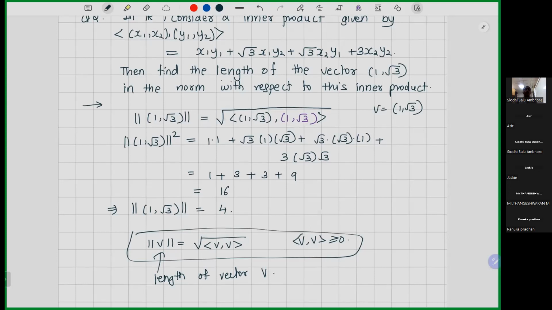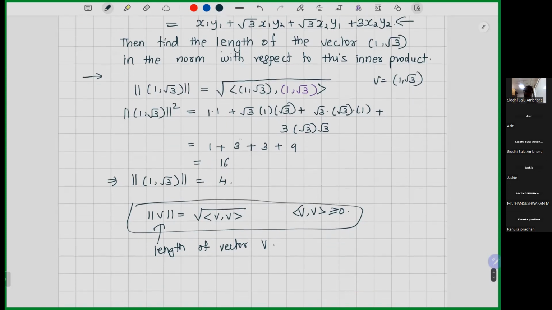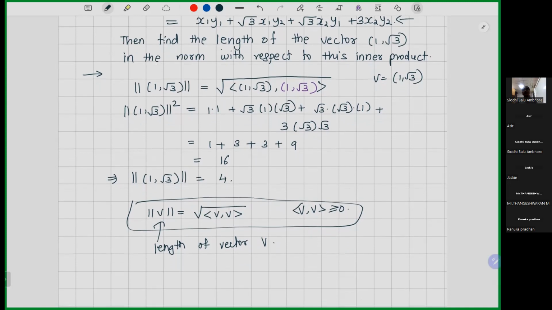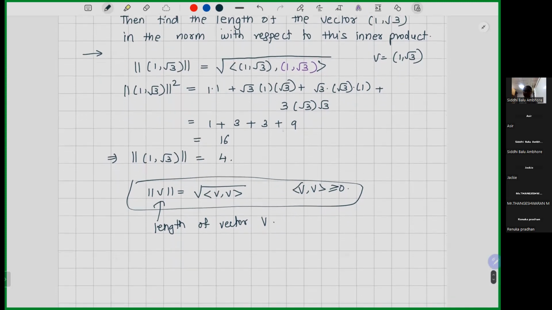I took the square on both sides, so instead of writing the square root everywhere, this becomes 1 into 1 because x1 y1, plus root 3 into x1, which is 1, y2 is root 3 here, plus root 3 into x2, which is root 3, and y1 is 1 here, and the last one is root 3 into root 3 because both x2 and y2 are root 3. So 3 into root 3. I'm just substituting x1, y2 in this equation, multiplying, and adding, and this becomes 16.